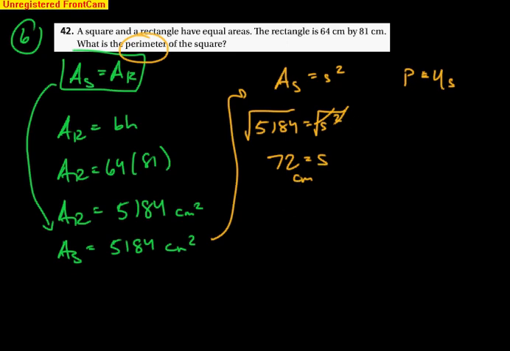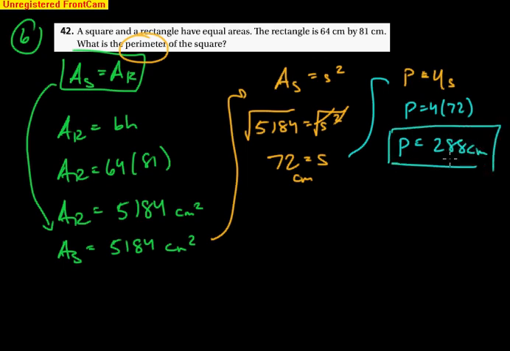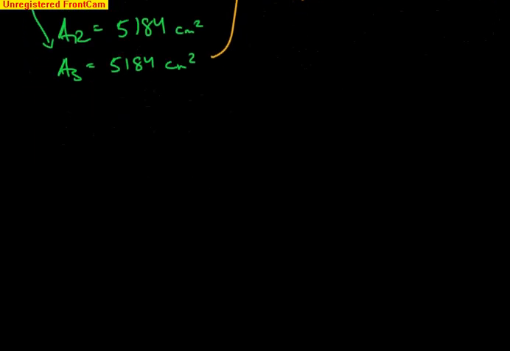So now, just take that and plug it in over here. The perimeter is 4 times 72. The perimeter is 288, and that is in centimeters because it's perimeter. So there's the perimeter of your square. Kind of an interesting problem going from a rectangle to a square using the fact that the areas were the same.